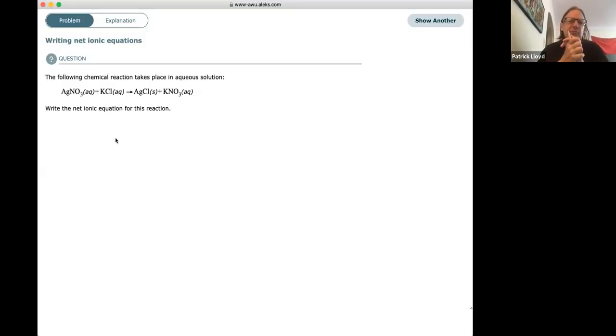So it says here we're going to be writing net ionic equations. Just so that you can keep up with where this is in the textbook, this is section 4.2, the second section of chapter 4. It says the following chemical reaction takes place in aqueous solution, and they write you a chemical equation. AgNO3 aqueous, so that means it's soluble in water, it dissolves, plus KCl aqueous, that means it dissolves into water, forms AgCl solid, that means it's insoluble in water, plus KNO3 aqueous, that means it's soluble in water.